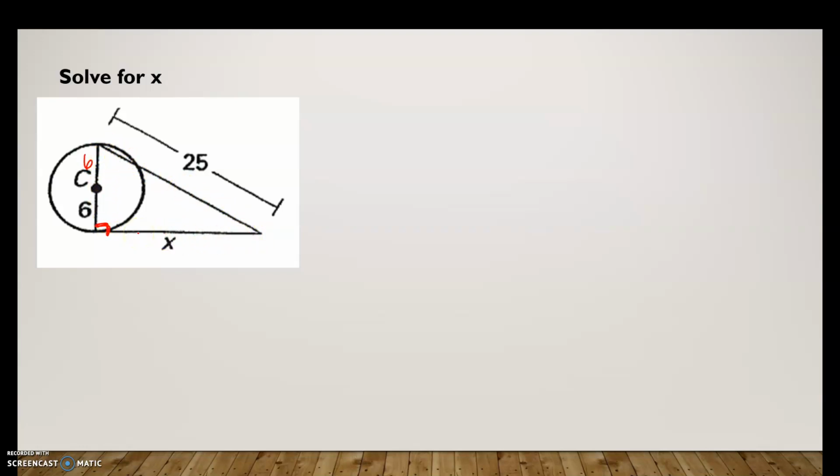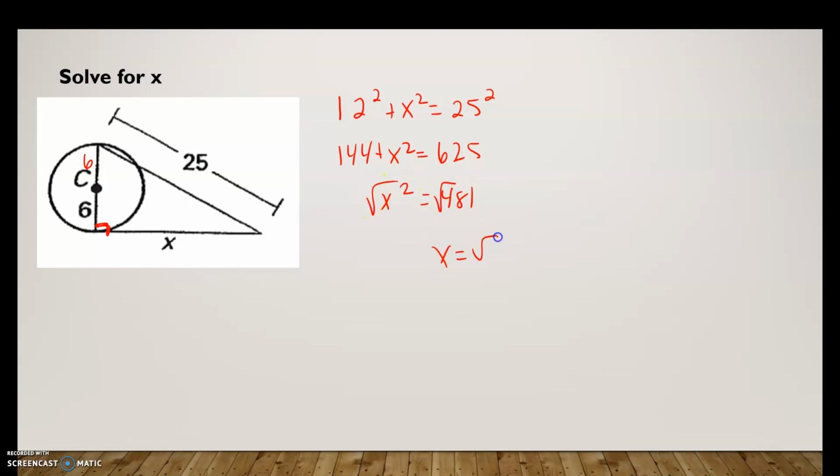So when you set this one up, you're going to set it up as 12 squared plus x squared is equal to 25 squared. 144 plus x squared is equal to 625. X squared is equal to 481, and 481 is not a perfect square, so x is just equal to the square root of 481.